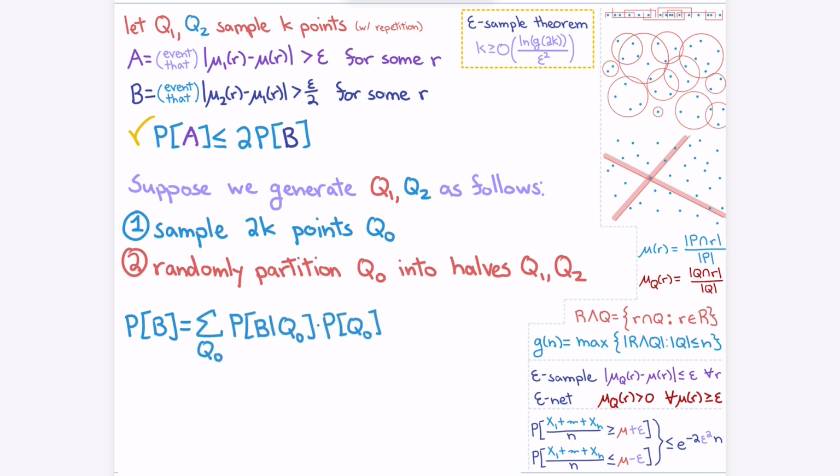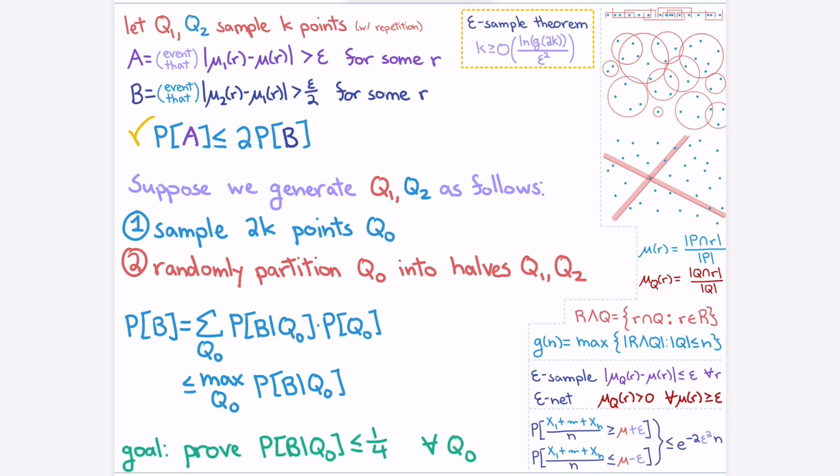Okay, so let's look at the probability of B. Here I'm summing over all the possible ways to sample Q0 initially and breaking it up, right? So it's conditional on Q0, what are the odds of probability of B? And that's of course at most whatever is the worst case. Now our goal is to prove that for any fixed initial sample, the odds of B happening is at most 1/4.